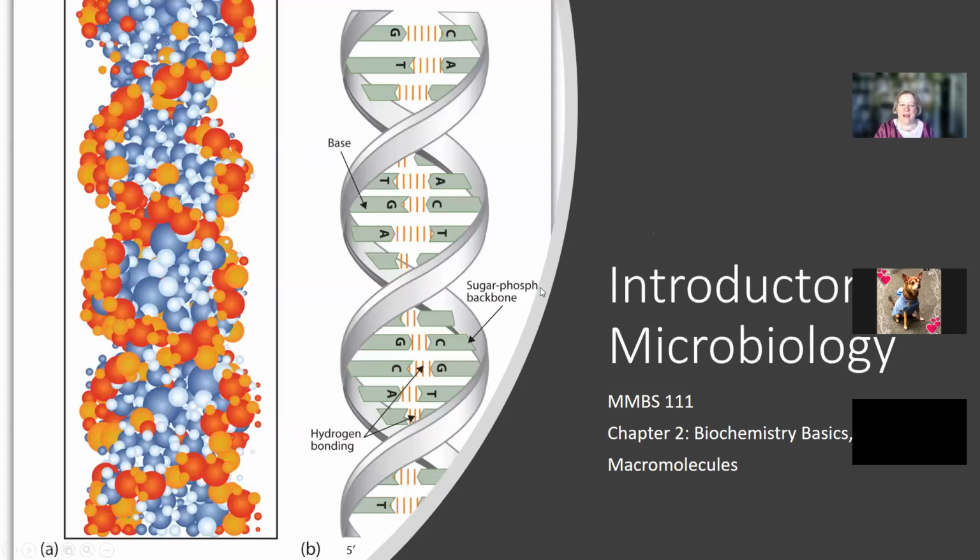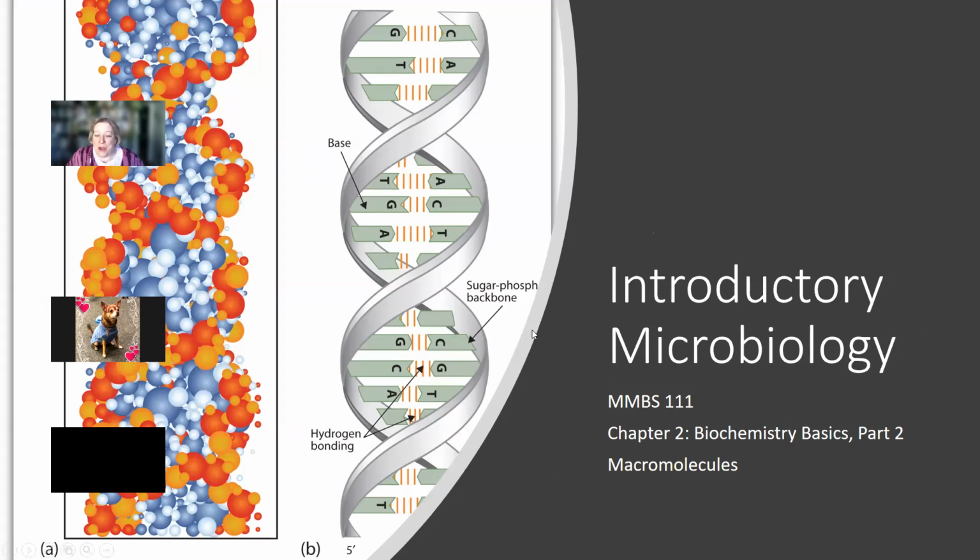There we go. All right, so today we're going to be continuing to talk about chapter 2, okay? But today we're going to be talking more about macromolecules, okay? But we will talk about pH because I forgot to go into that last time. And then also we'll be talking about heat, okay? But I'm going to work those into the discussion of macromolecules, specifically proteins.